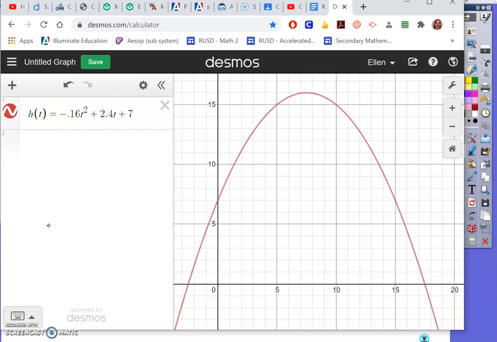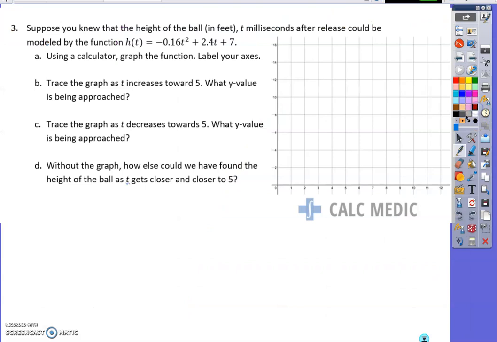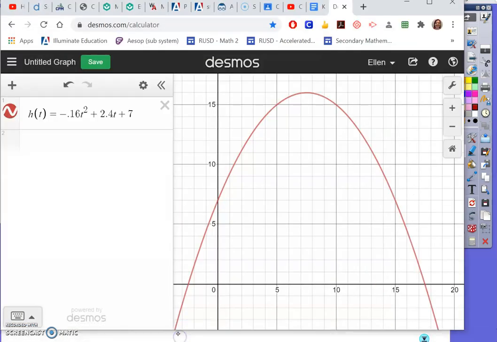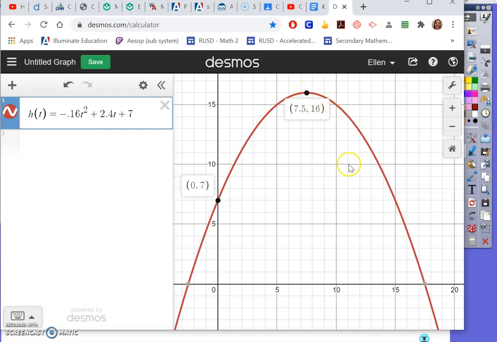You'll notice the initial height is right here at 7. The peak happens at 7.5 comma 16, and then because the stuff over here doesn't matter, it comes down at 17.5, comma 0. So those are the points I'm going to plot on my graph.